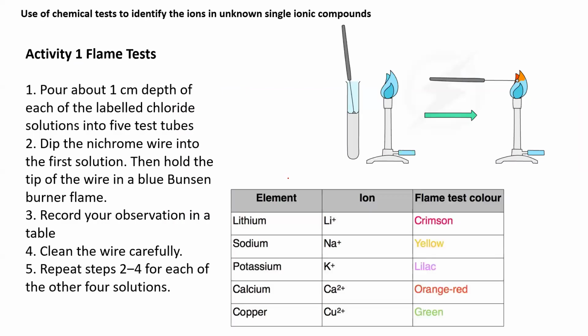There's not a huge amount of required practical stuff in this. So we've got the flame tests. Like Daniel said, you could get a powder on the nichrome wire and then put it into your blue Bunsen flame, and they're the colors on the bottom right-hand side. Or you can do it as a chloride solution, doing exactly the same thing, and you'll get the same colors given off.